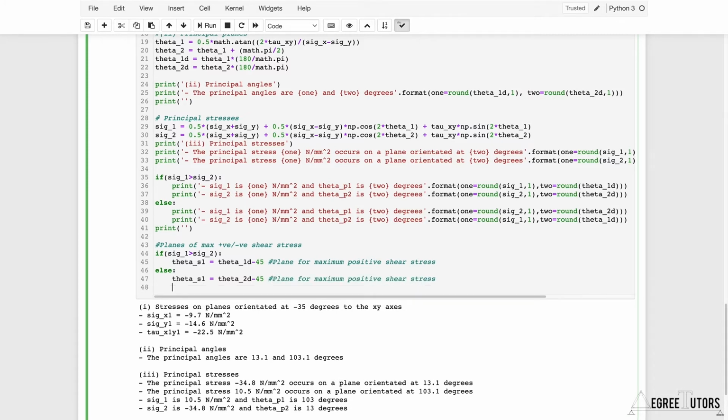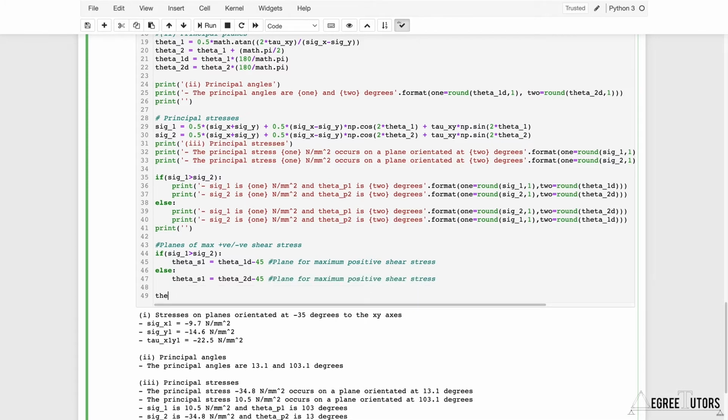Okay, and once we've got theta S1, well then theta S2 turns out to be theta S1 plus 90. So this is the plane of the maximum negative shear stress. All right, so this little if condition was just making sure we assigned the correct value to sigma S1. Because we did it up here, but within this if condition up here all we did was print out a couple of statements.